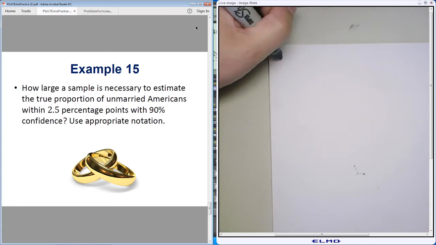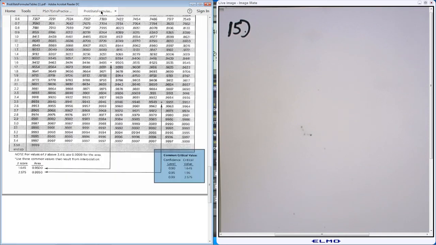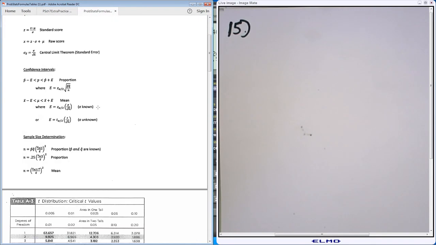Number 15 says, how large a sample is necessary to estimate the true population proportion of unmarried Americans within 2.5 percentage points with 90% confidence? All right, how large a sample is necessary? So it's a minimum sample size. And it's asking about a proportion. So I'm going to use one of the minimum sample size proportion formulas.